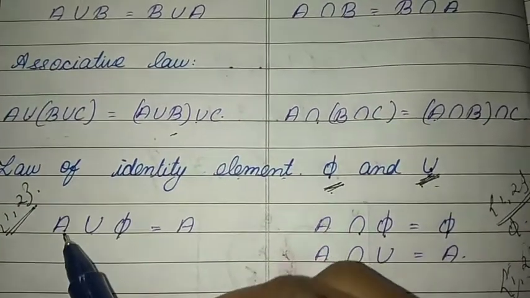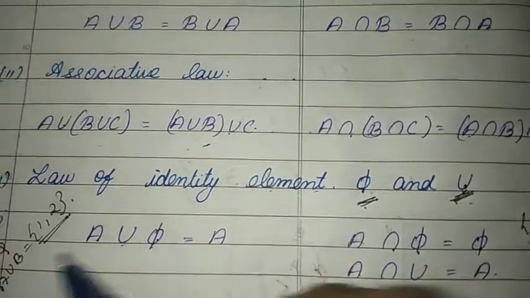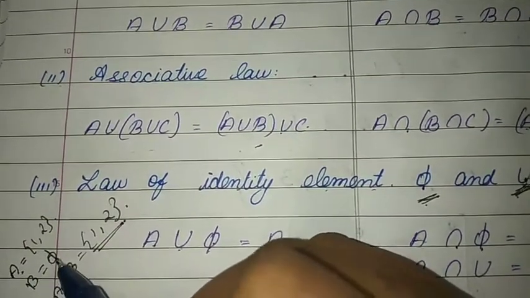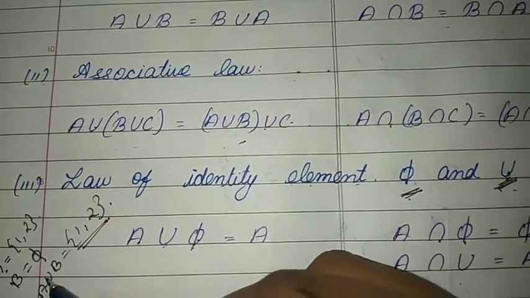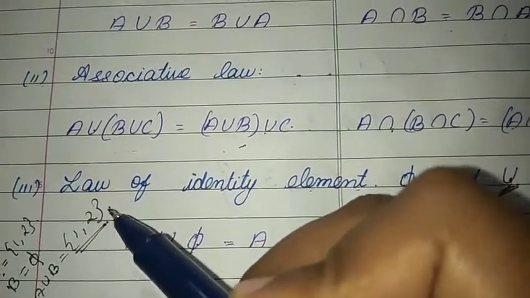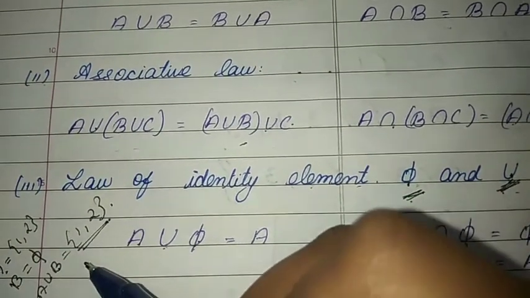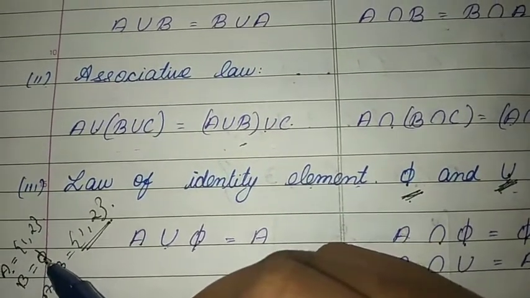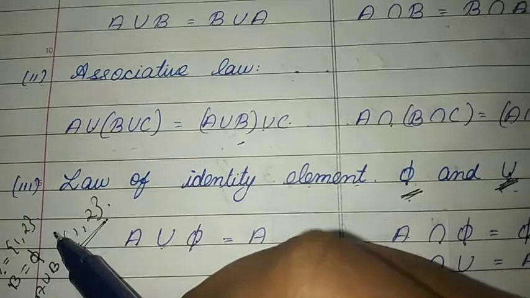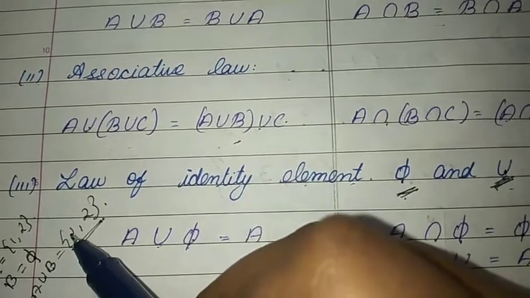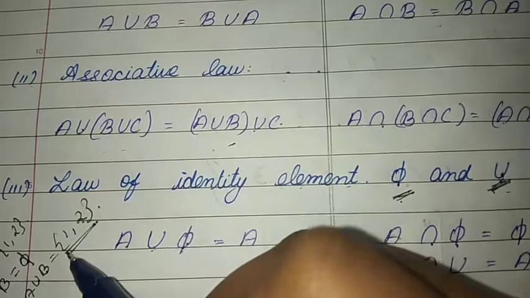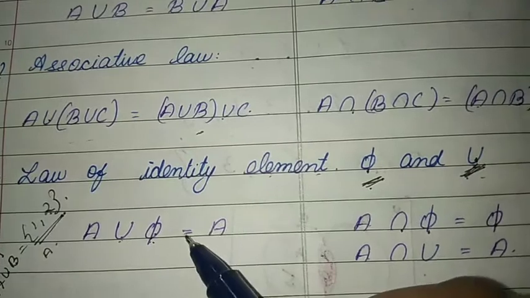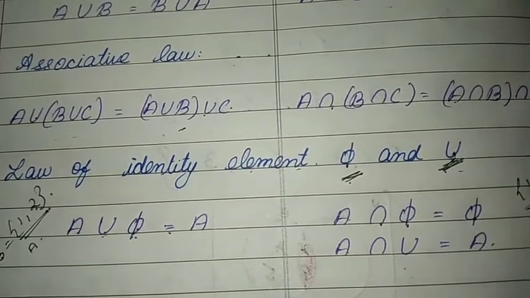So here for union, A union phi is equal to A. For example, when we take A equal to {1, 2} and B equal to phi. When I take A union B, we have to take all the elements from A as well as B, but the common elements should not be repeated. Since my B is null, no elements are present in set B. Therefore, I will write only 1, 2, which gives back the answer as A. So A union phi is equal to A itself.